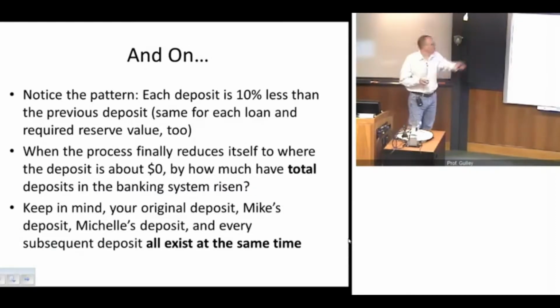Well, the pattern is this: every deposit and loan, for that matter, is 10% less than the preceding one. And so the question is, what happens when this process reduces itself finally to zero? By how much have total deposits and total loans in the banking system changed? And the crucial thing to keep in mind is that all of those deposits, your first $1,000 deposit, the $900 subsequent deposit, the next $810 deposit, and so on and so forth, all exist at the same time.